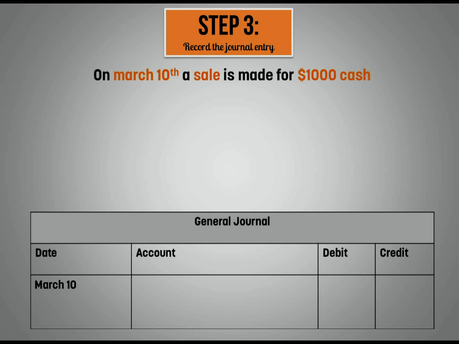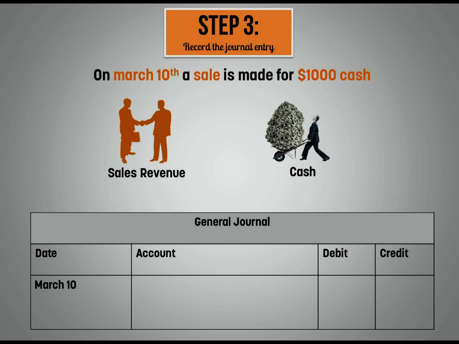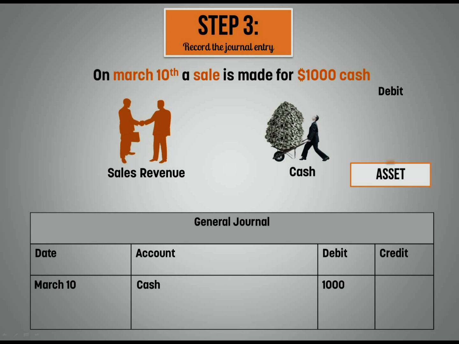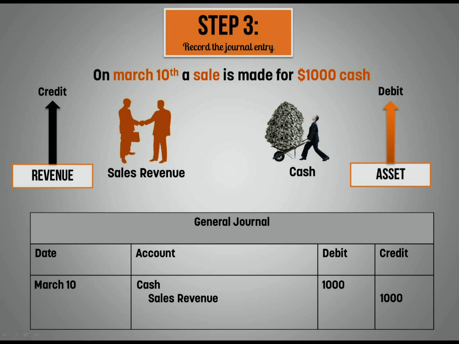In step 1 we identified the accounts affected would be sales revenue and cash. Then following the debit and credit rule, in step 2, the cash account is debited as it increases $1,000, and the sales revenue will be credited as revenue increases $1,000.